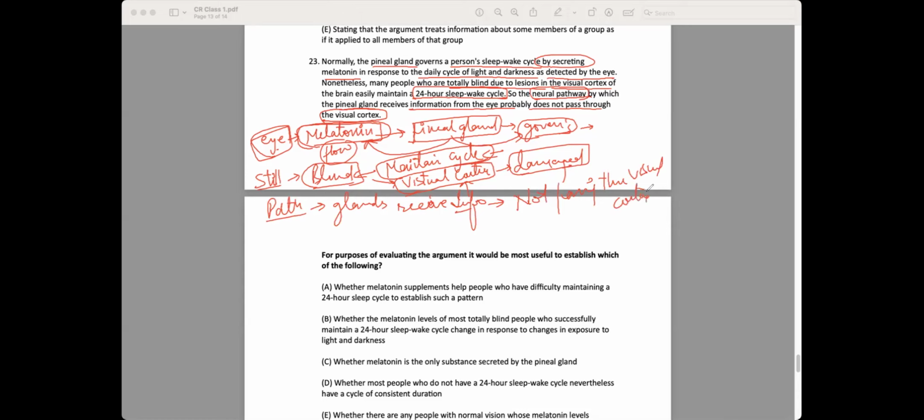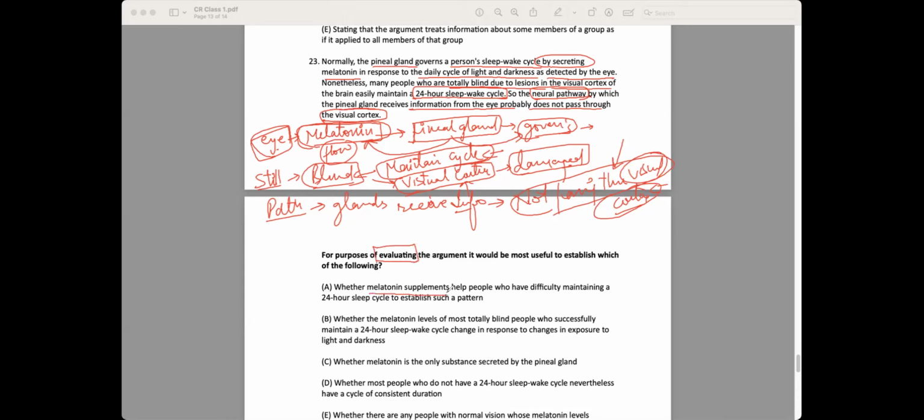So again, it's a little complex argument, but that's what it is. The final conclusion is that the path through which the pineal gland receives information doesn't have the visual cortex in it. That path is not passing through the visual cortex. That's the argument. Okay, so what would help me evaluate this information?